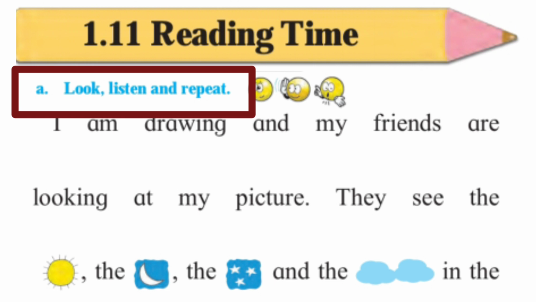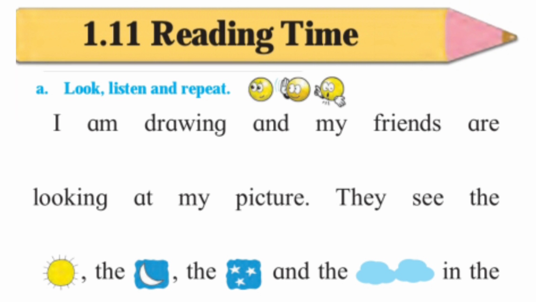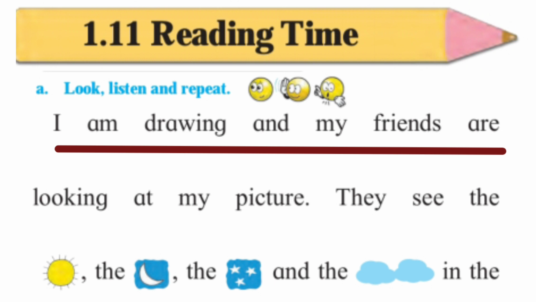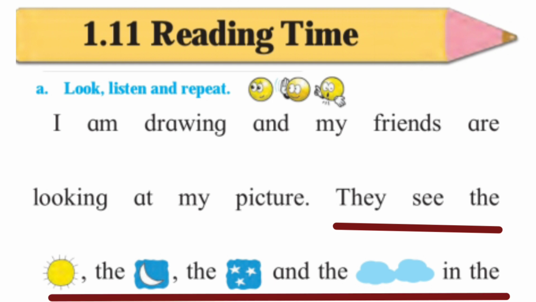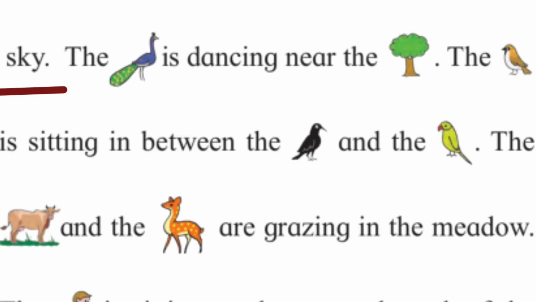पहा, ऐका व म्हणा. यामध्ये जिथे चित्र पिक्चर्सचा वापर केलेला आहे तेथे त्यांची नावे वाचायची. काळजीपूर्वक बघा, ऐका व वाचा. आय एम ड्रॉइंग अँड माय फ्रेंड्स आर लुकिंग ॲट माय पिक्चर. दे सी द सन, द मून, द स्टार्स अँड द क्लाउड्स in the sky.